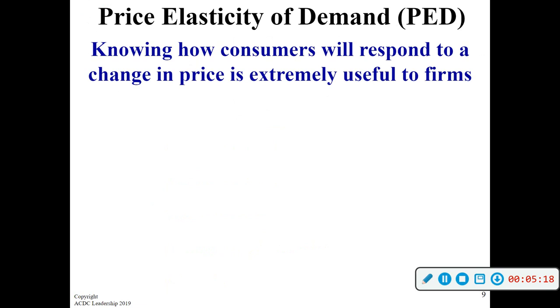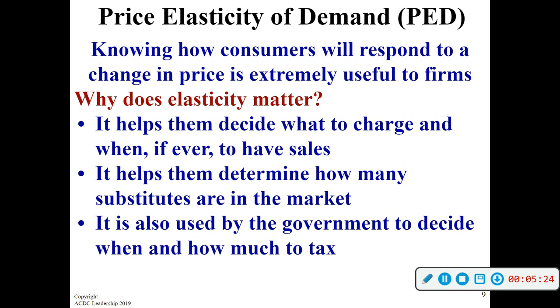While we talk about knowing how consumers will respond to a change in price, it's useful to the firms, meaning the businesses and producers, to decide what to charge and whether they should have sales or not. You'll notice some goods have sales all the time. Furniture stores have sales all the time because they have fairly elastic demand for their goods. Gas stations don't really have sales on gas because they know you're going to buy that product regardless. There's no reason to discount it. You're going to buy it no matter what the price is, so why give you a deal on it.